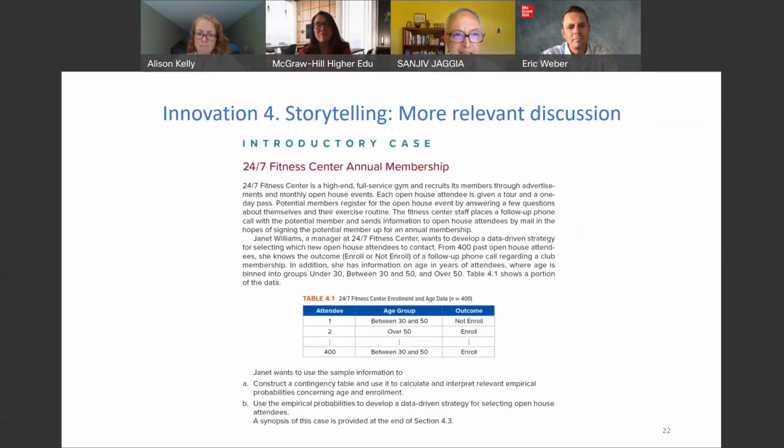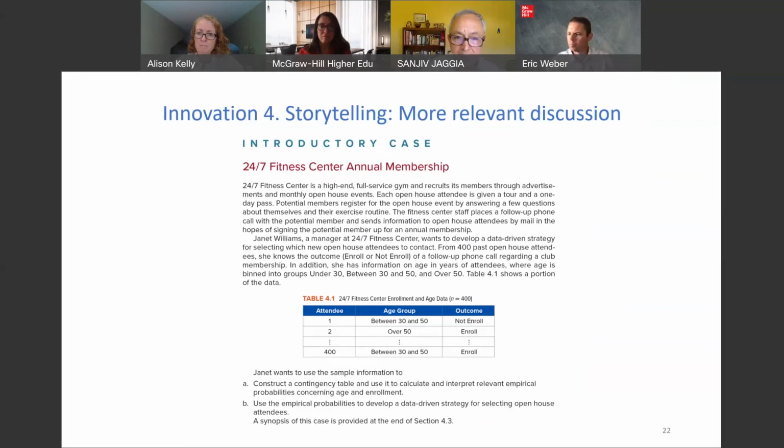So this is another example in the probability chapter. And Allison had mentioned earlier that we don't just give them the contingency table, we give them data. Analytics is all about data. Everything has to be data informed. And so we have data about attendees that went to an open house at a gym, and their age could be between 30 to 50, or over 50. There are different age groups there.